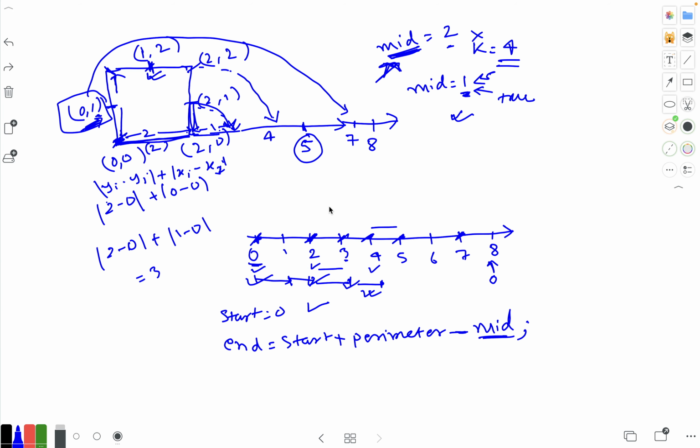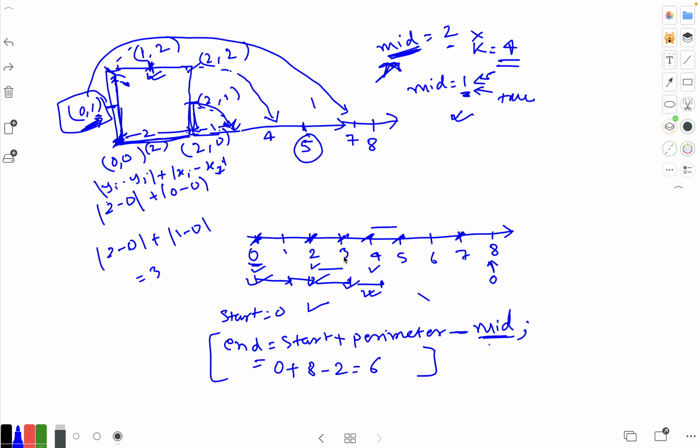So for point 2, for mid equal to 2, the end value should be equal to 0 plus 8 minus 2, because this distance is again 2, right? So this is 6, and we know this will be represented at 6. You can try to put in some more values and do a good observation here, because this is a very important point in this question: till what points you can consider to select among the k points.